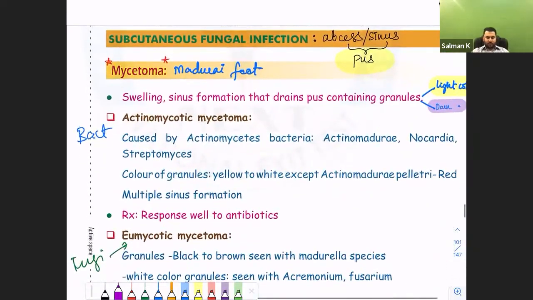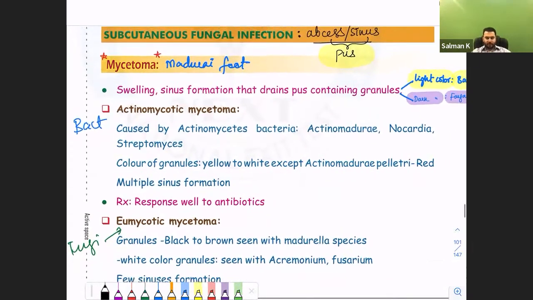Next, let's all look here. Subcutaneous fungal infections. Subcutaneous means below the skin. These will either produce an abscess or a sinus that will drain with pus. So that's the basic idea. Now everybody knows this is the disease mycetoma or Madura foot.